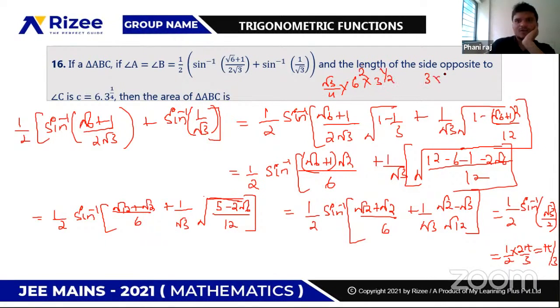So it's 3 into 6 square by 4, the same as 9 into 3. 6 square is 36. 36 by 4 is 9. 9 into 3 is 27. So the area of the triangle is 27. Okay. Cool.